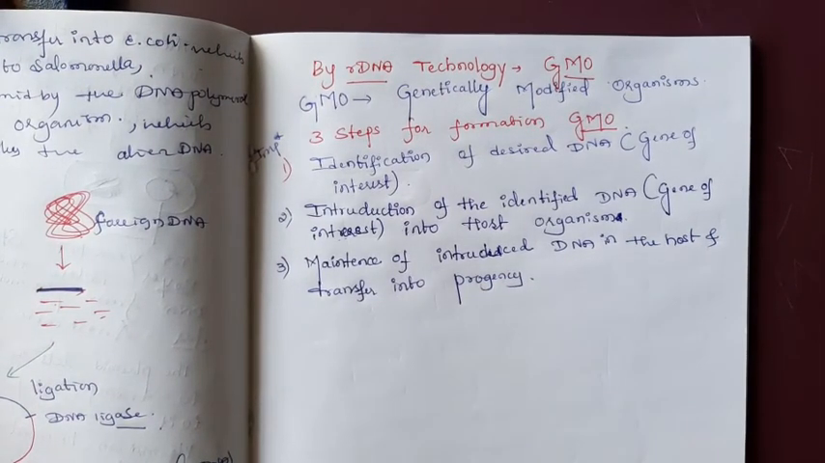This step, maintenance of introduced gene, means we already introduced our gene of interest into the host organism in the second step. Okay, what is this maintenance? Maintenance means we have to observe whether our gene of interest is fixed in the proper position, whether it is ready for inheritance.